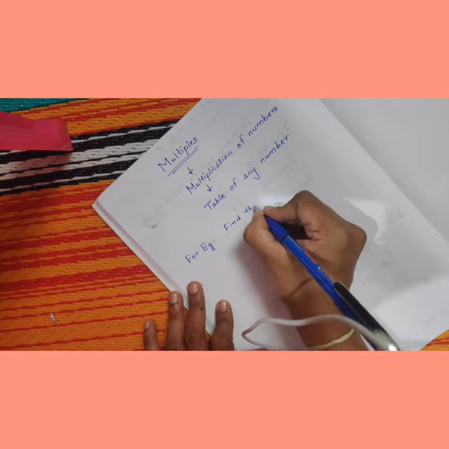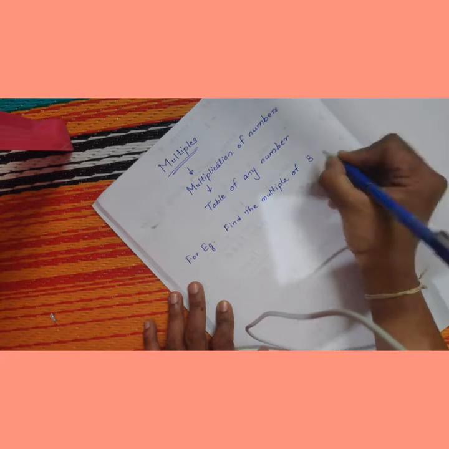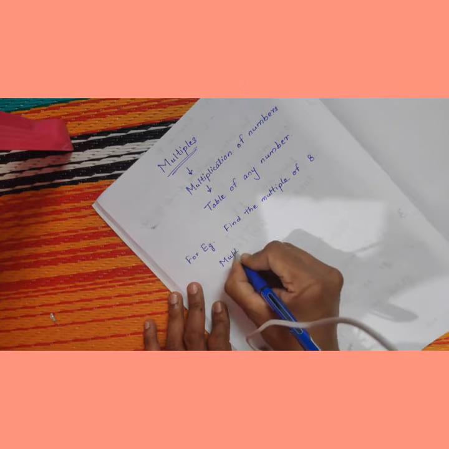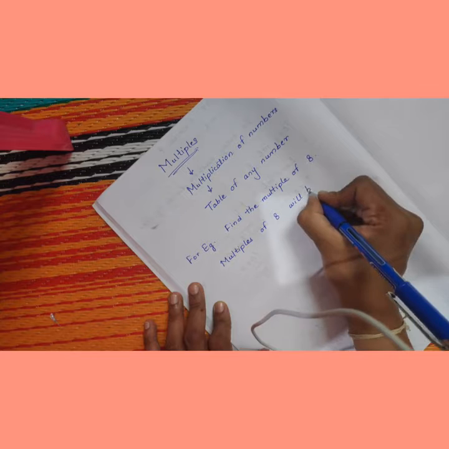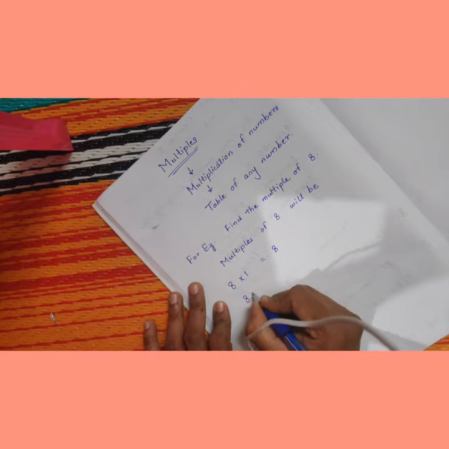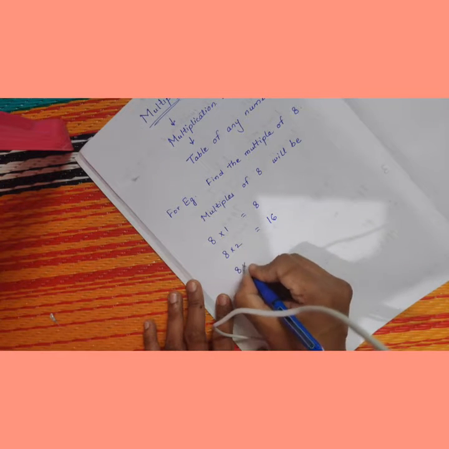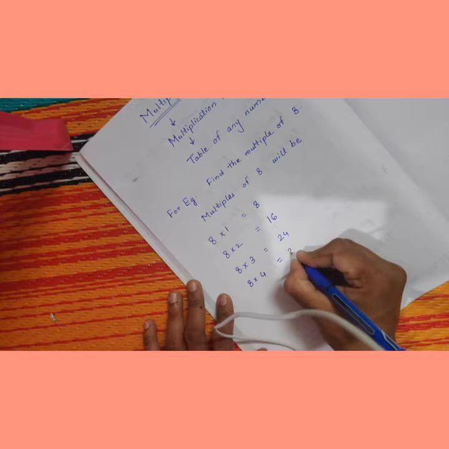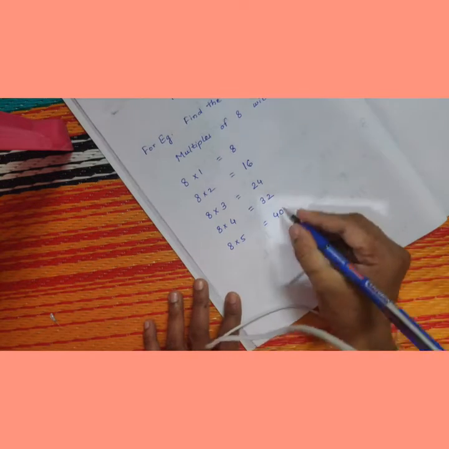For example, find the multiples of 8. Multiples of 8 will be 8 multiplied by 1 is 8, 8 multiplied by 2, 8 2s are 16, 8 multiplied by 3, 8 3s are 24, 8 multiplied by 4, 8 4s are 32, 8 multiplied by 5, 8 5s are 40, and so on.